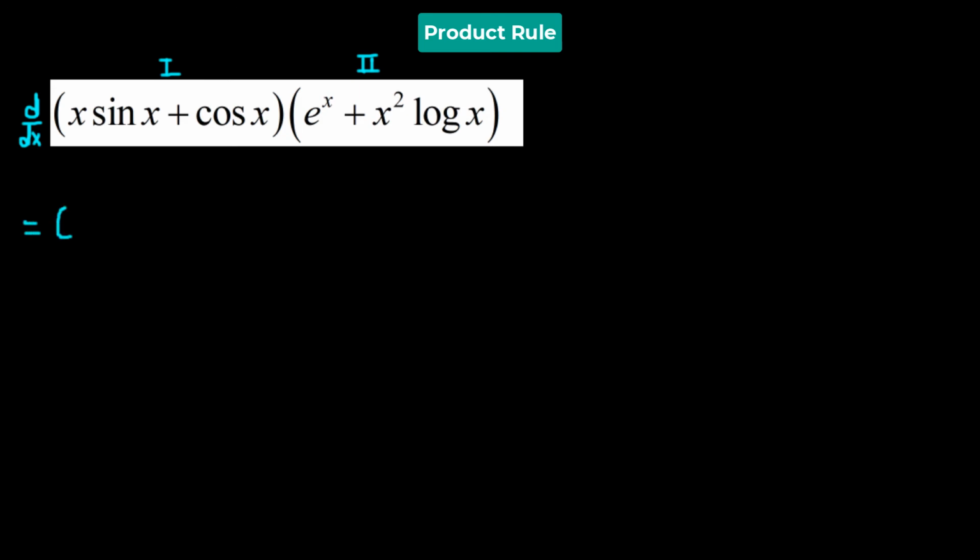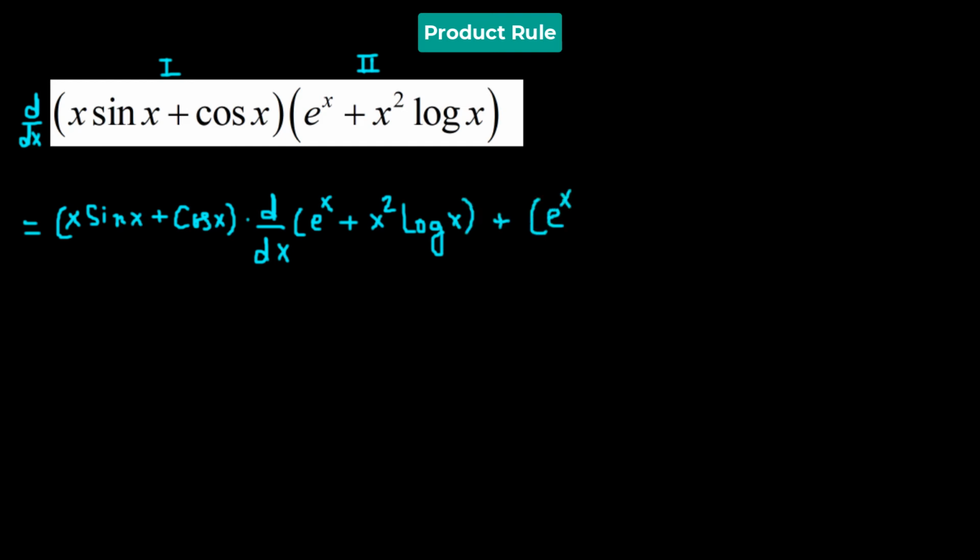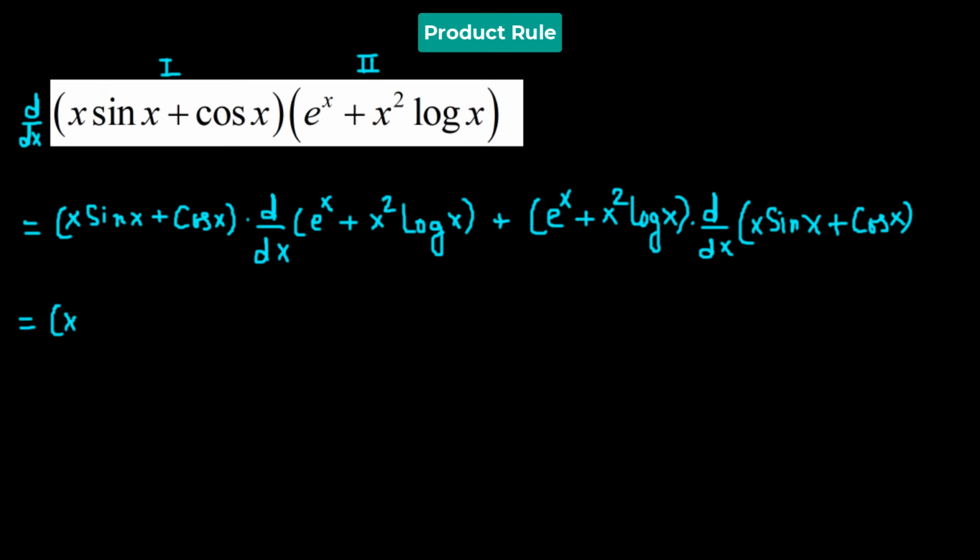So that will be equal to x sine of x plus cosine of x, so this is the first function, multiplied to the derivative of the second function, which is e raised to the power of x plus x squared log of x, plus we consider the second function now, e raised to the power of x plus x squared log of x, and multiply it to the derivative of the first function, which is x sine of x plus cosine of x.